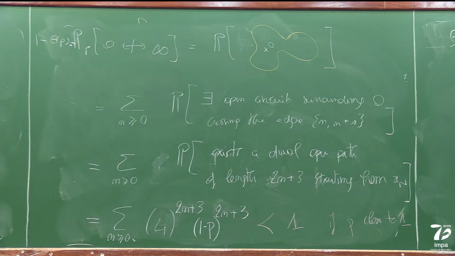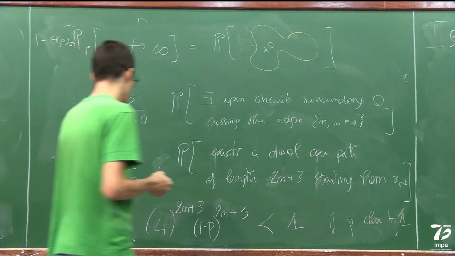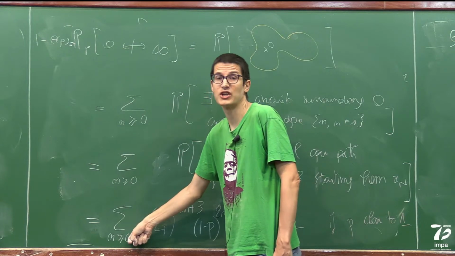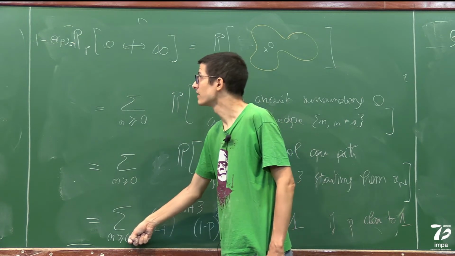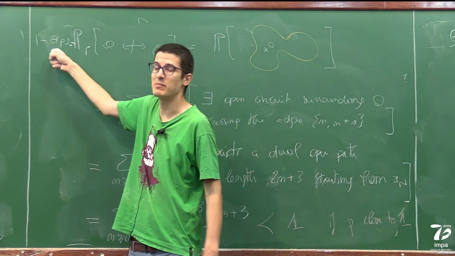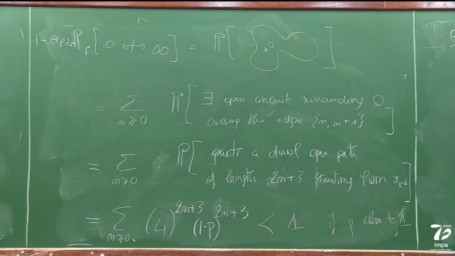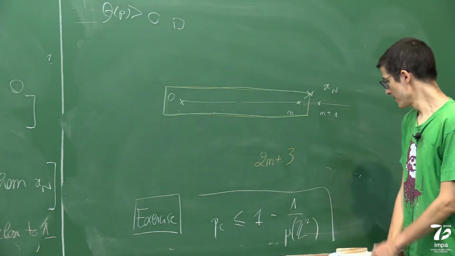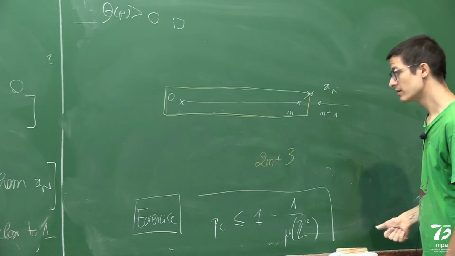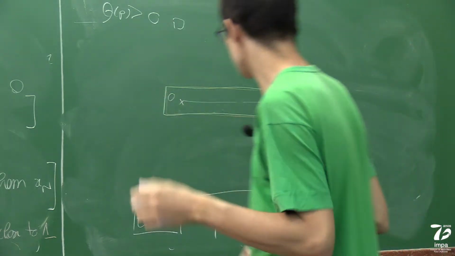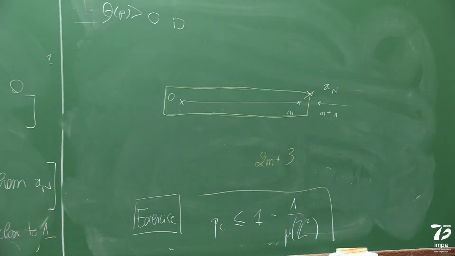So in order to get the right bound, you actually need to show that you can start this sum from a large n. It will not give you a bound on 1 minus theta p, but it will give you a bound on something that will prove that theta p is positive. So it's not necessarily an easy exercise, but you can try to think about it. This ends the proof of the proposition.